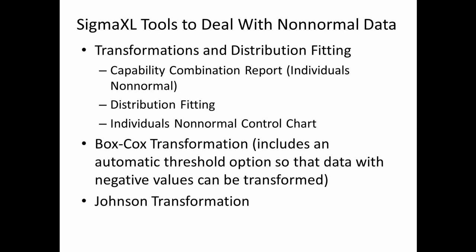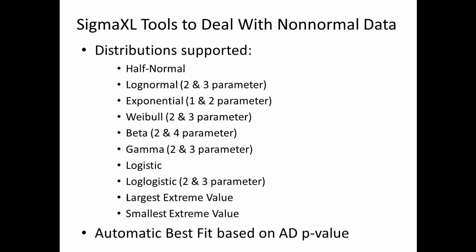Again, please keep in mind, we're not talking about measurement discrimination issues. We're not talking about just outliers or bimodal data. We're talking about inherently non-normal data. I would say that pretty well any unimodal non-normal distribution can be transformed to normality using the Johnson transformation. In SigmaXL, we support a variety of distributions.